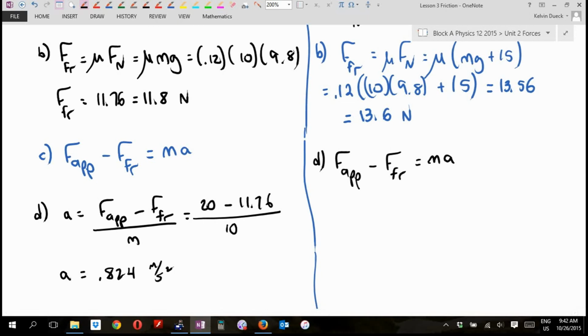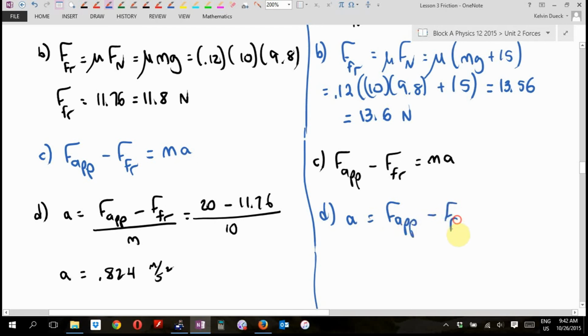Quinn, I think we're going to do the same thing for part... Oh, first of all, I put a part D over here. Let's make that part C. For part D on the right-hand side, I think I'm going to end up with the acceleration equals the applied force minus friction all over M. It's going to be, was it still 20? Or did I change the applied force in the right-hand side?